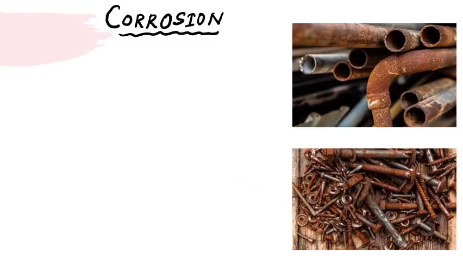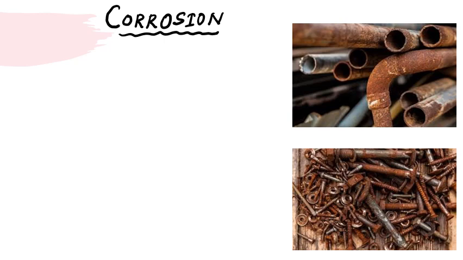Over a period of time, the continuous reaction of certain metals with oxygen in the presence of water results in eating away of the metal surface, and this process is called corrosion. Rusting of iron is the most familiar example of corrosion, and rust is formed when iron reacts with oxygen in the presence of moisture and forms a compound which is called iron oxide or rust.